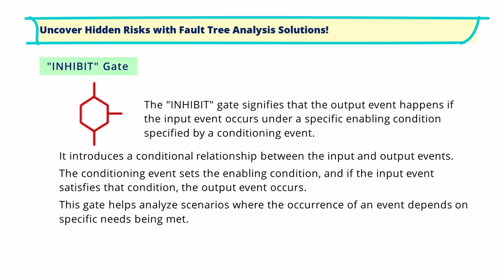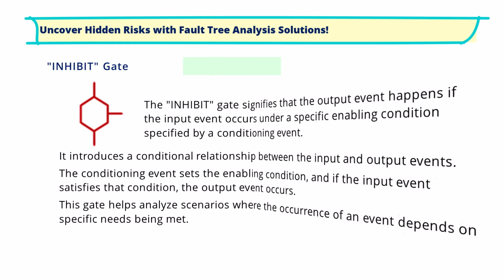Inhibit gate. The inhibit gate signifies that the output event happens if the input event occurs under a specific enabling condition specified by a conditioning event. It introduces a conditional relationship between the input and output events. The conditioning event sets the enabling condition, and if the input event satisfies that condition, the output event occurs. This gate helps analyze scenarios where the occurrence of an event depends on specific needs being met.